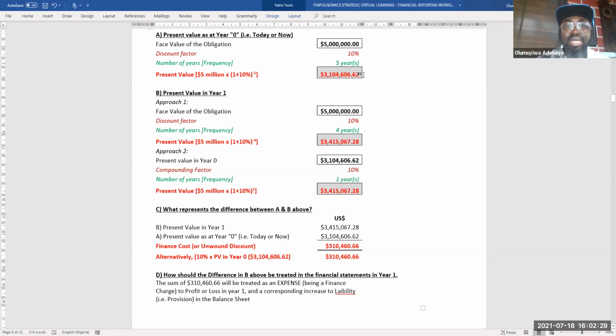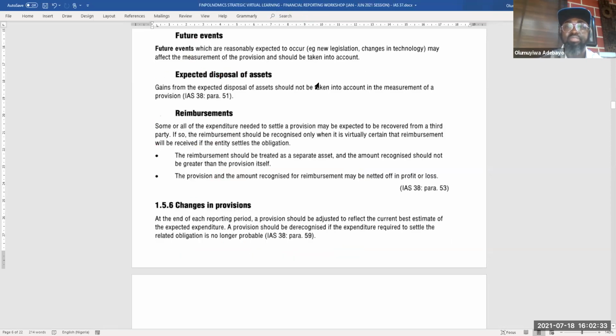Okay, in that light, I want somebody to read these summaries from the perspective of the standard. Mr. Nuruddin, over to you. Thank you very much for this opportunity.